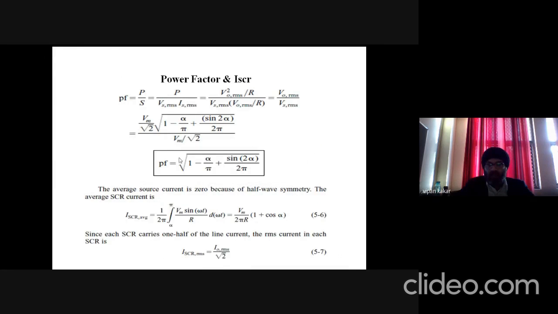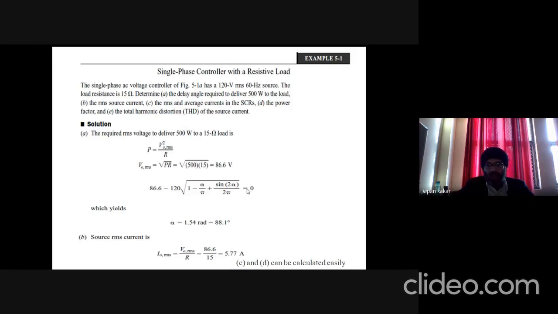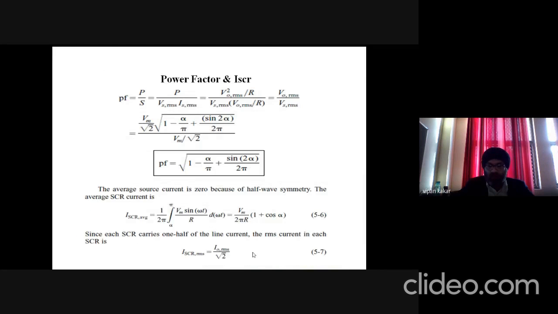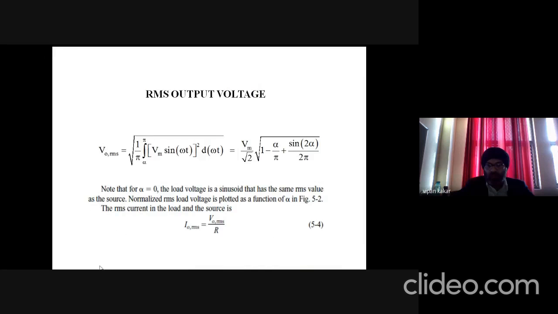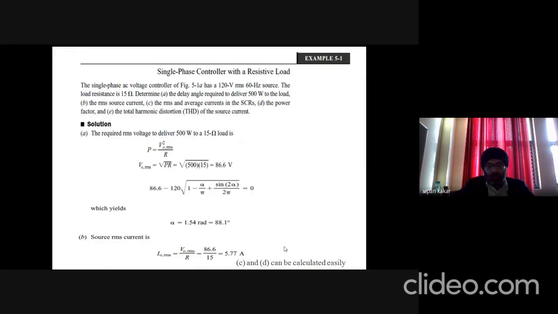Sorry, equation this one. So putting this equation here, we can calculate the firing angle alpha. And this RMS current can be easily found out from equation 5.4, this one. Similarly, we can find out other parameters as well.